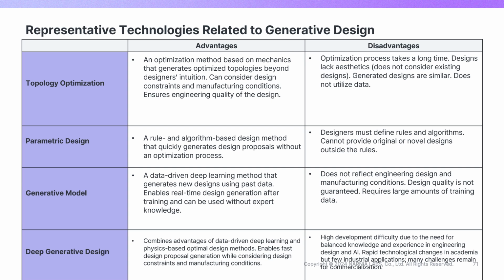Lastly, in the case of deep generative design, it refers to a form that effectively combines the advantages of data-driven deep learning and physics-based optimal design techniques. It enables rapid generation of design proposals while taking into account design constraints and manufacturing conditions. However, to use this technology, you need to have a balanced knowledge of both engineering domains and artificial intelligence. It requires a lot of experience and has a high level of development difficulty.